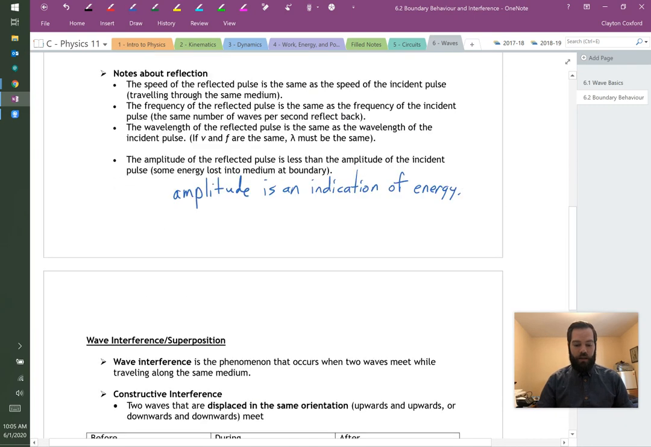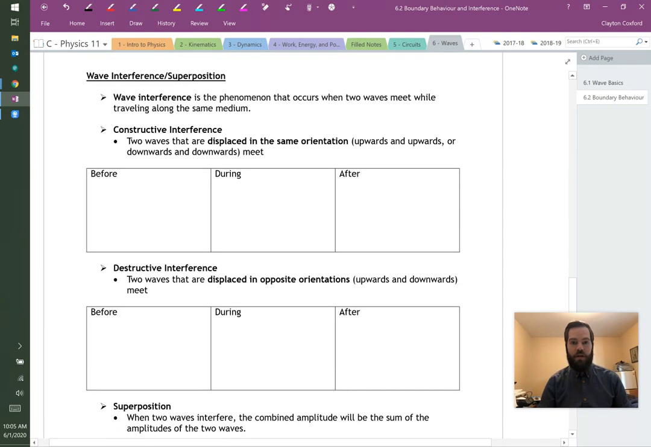Okay, let's now talk about wave interference and superposition. So wave interference is what happens when waves or pulses traveling along the same medium encounter each other and they overlap, they interfere with each other. And we're going to talk about the two types, constructive interference and destructive interference.